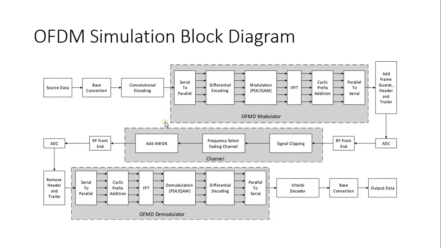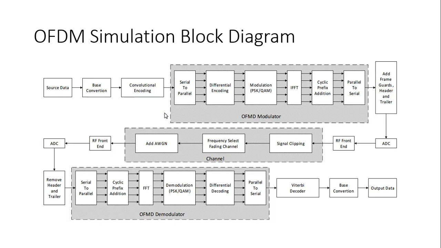And this is the block diagram for my OFDM simulation. The source data for this simulation is taken from an 8-bit bitmap image file. This image data will be convolutionally encoded and then converted to the symbol size determined by the choice of modulation, like BPSK, QPSK, 8PSK, and 16QAM.